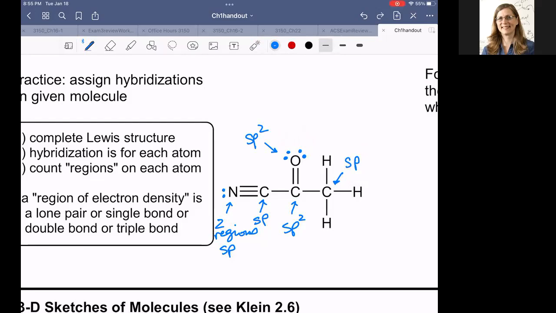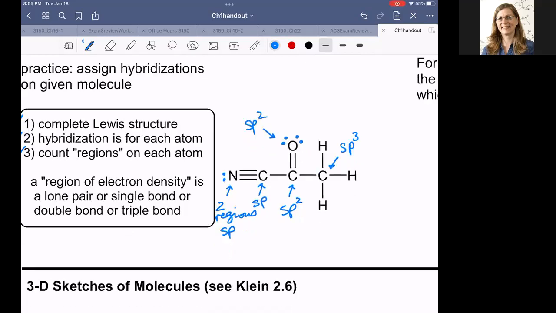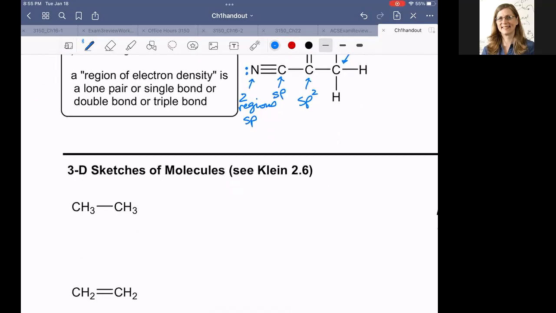There's no such thing as sp4. It is sp3. One s and three p's gives me a total of four hybrid orbitals. Okay, so this isn't some magical thing that we're memorizing, right? There should be some logic on how we associate the regions of electron density with the hybridization. Okay, and what we'll talk about next is how we take that hybridization and start to build a 3D sketch of a molecule.